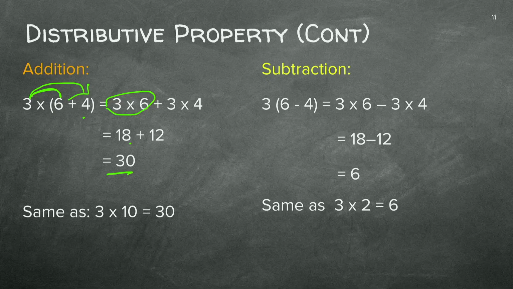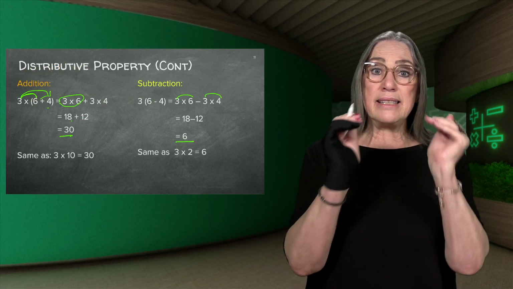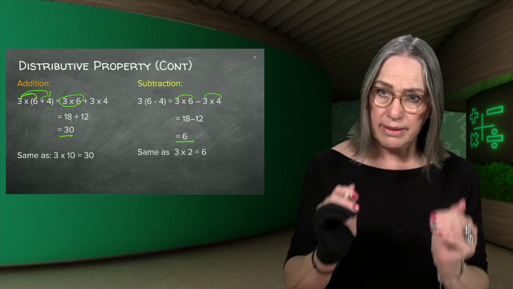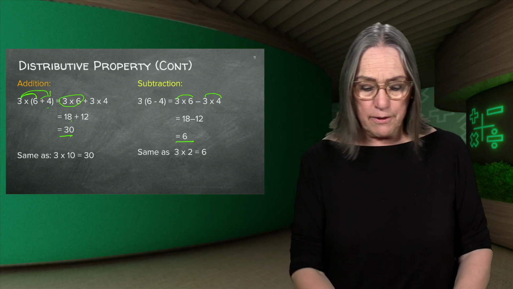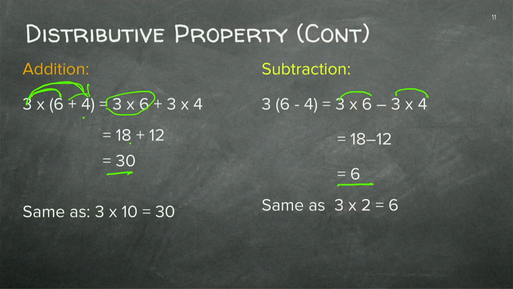But if you subtract, 3 times (6 minus 4), so you say 3 times 6 minus 3 times 4 gives us an answer of 6. So whatever is in the bracket, if there's something to multiply that with, you distribute it over both numbers. For example, 3 times 6 and 3 times 4. It does not matter if there is a plus or a minus. Okay.